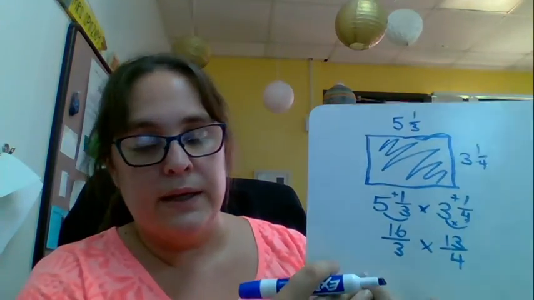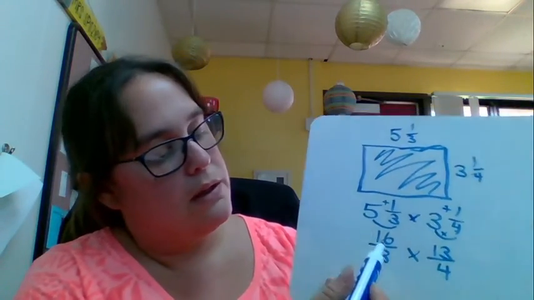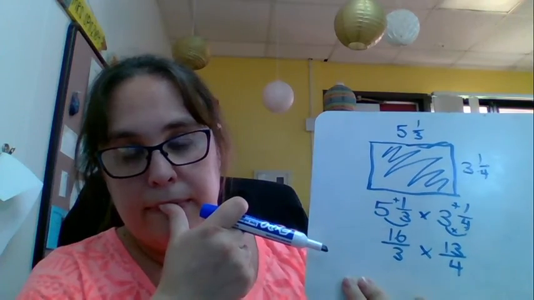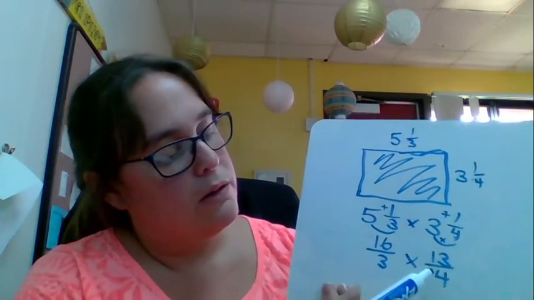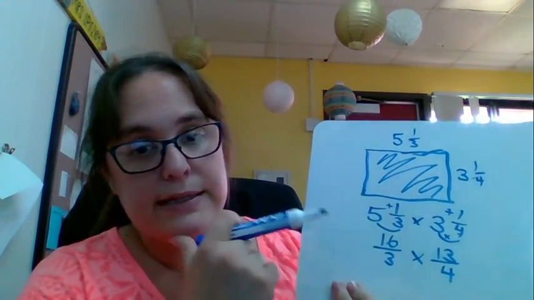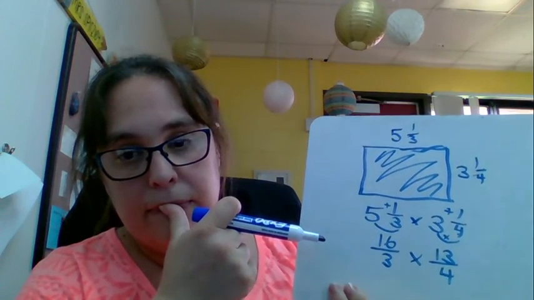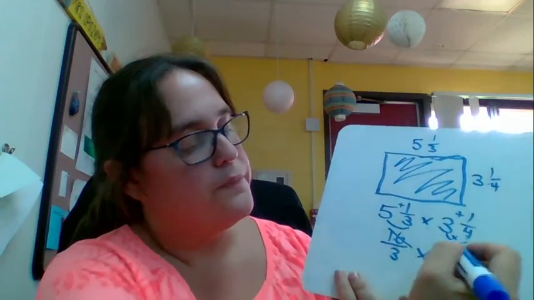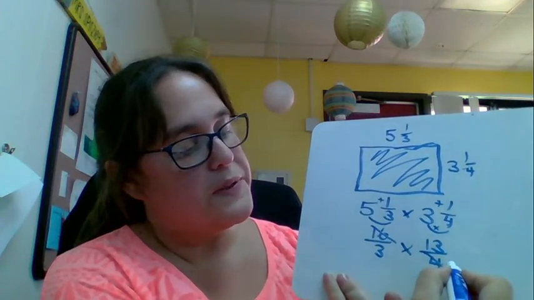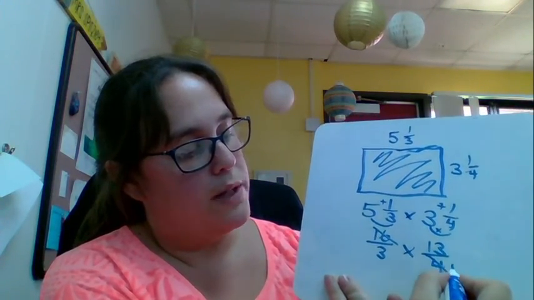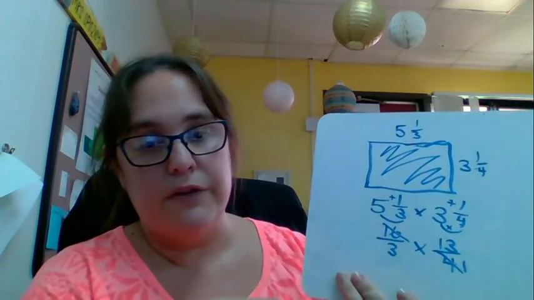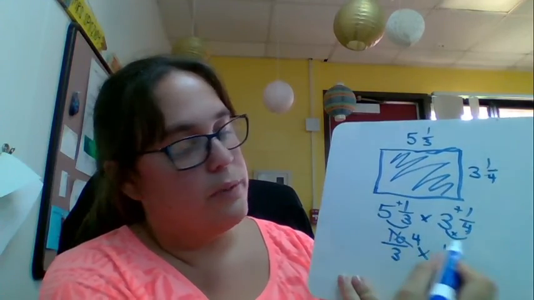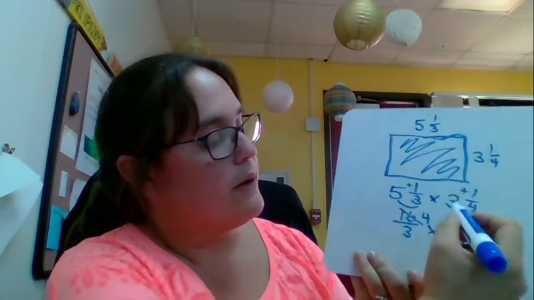Okay, let's look at any reducing we can do. If you follow your 3, will you ever hit 13? No. What about 4? Will you ever hit 16? Yes. So you can divide both of these by 4. 4 divided by 4 is 1. 16 divided by 4 is 4. Right? Now you're ready to multiply across and multiply across.